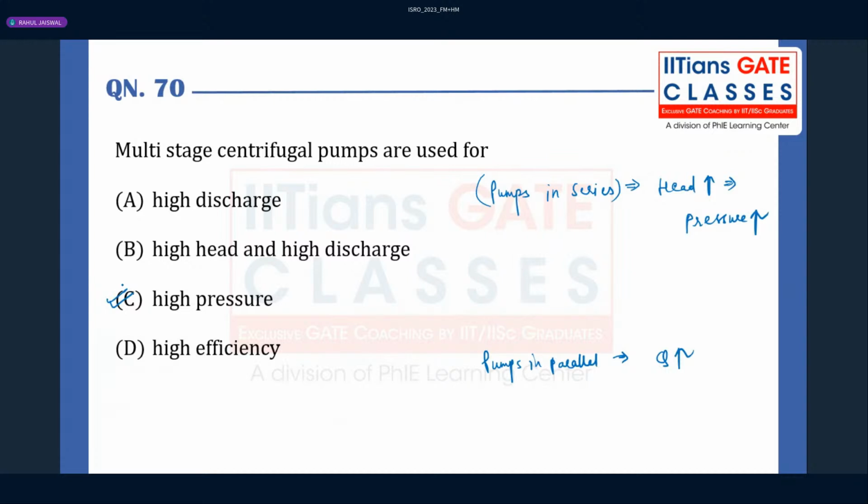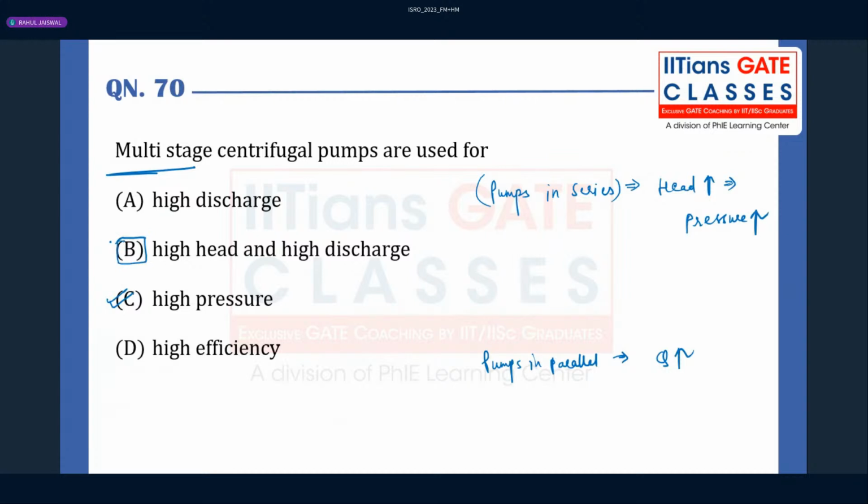To increase the pressure, definitely we have to use pumps in series combination, and that's where we involve the concept of multi-stages. Remember, multi-stage can be two-way: one is a series way, the other is a parallel way. But again, they are somewhat practical questions. Otherwise, you might take option B, but B is not suitable from a practical point of view when you talk about a centrifugal pump.